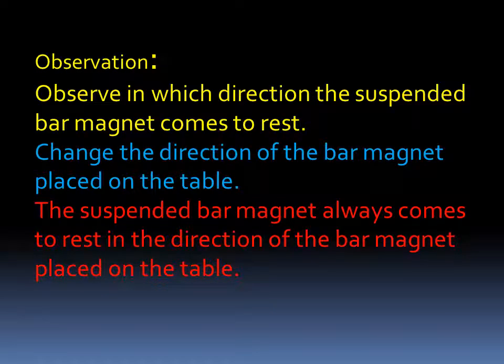Observations. Observe in which direction the suspended bar magnet comes to rest. Change the direction of the bar magnet placed on the table. The suspended bar magnet always comes to rest in the direction of the bar magnet which is placed on the table. Again you move it and observe.